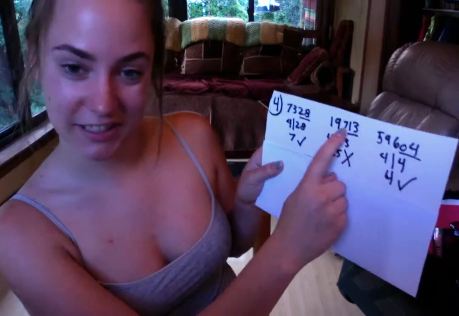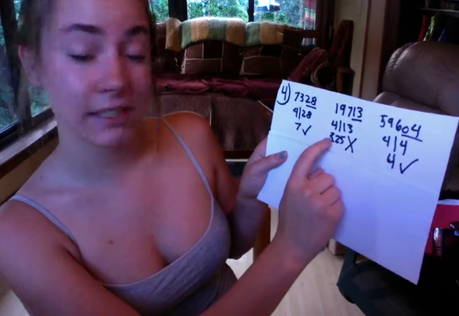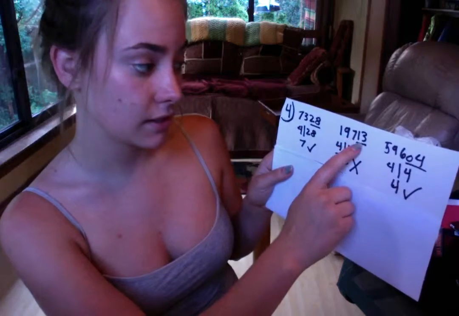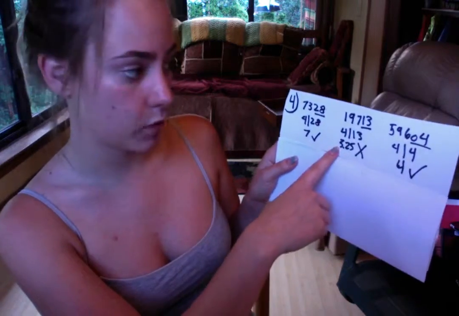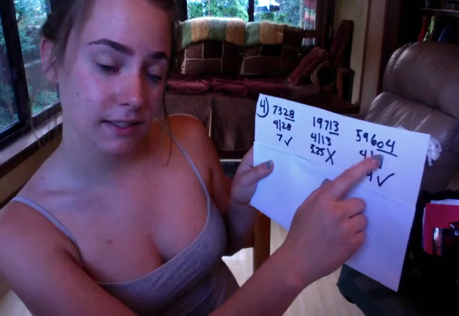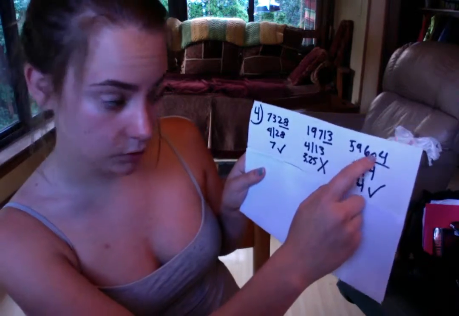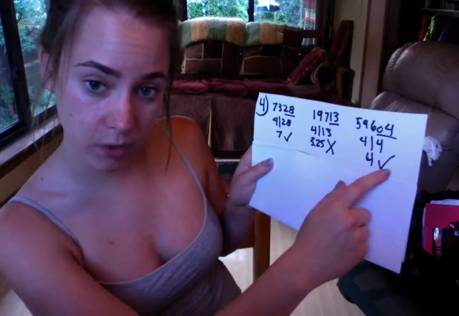19,713. You'd look at the 13. 13 divided by 4 is 3.25. Since it's not a whole number, 19,713 is not divisible by 4. 59,604. You look at the 04. Here, since it's a 0, you just take that off, making it 4 divided by 4, which equals 1, which means the number is divisible by 4.